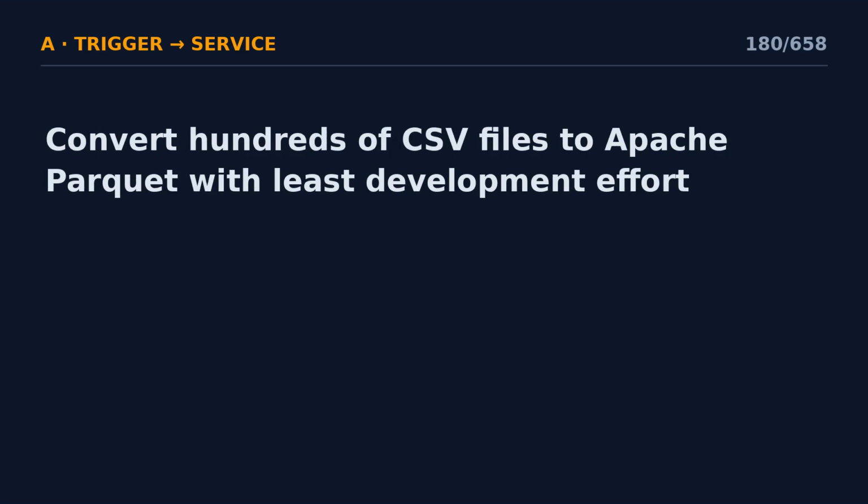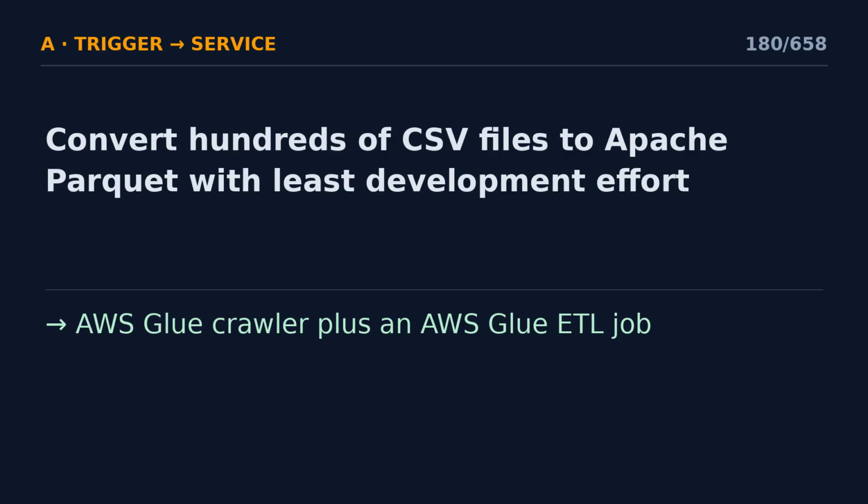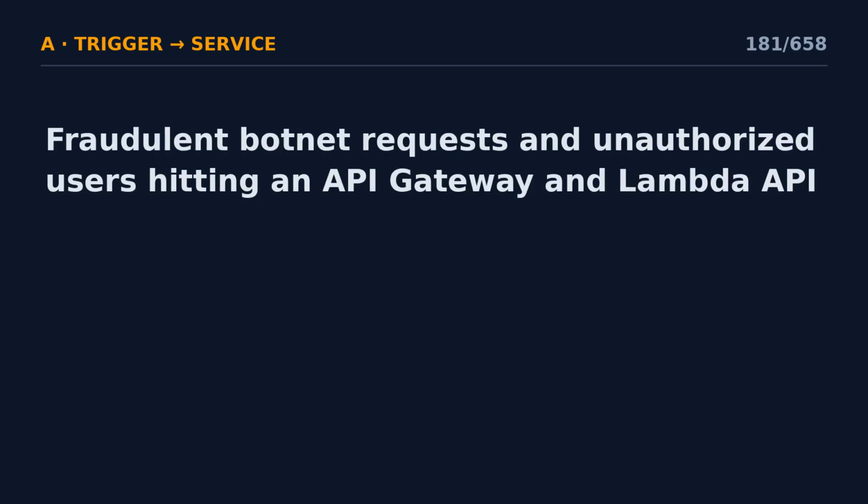Convert hundreds of CSV files to Apache Parquet with least development effort. Answer: AWS Glue crawler plus an AWS Glue ETL job. Fraudulent botnet requests and unauthorized users hitting an API Gateway and Lambda API.